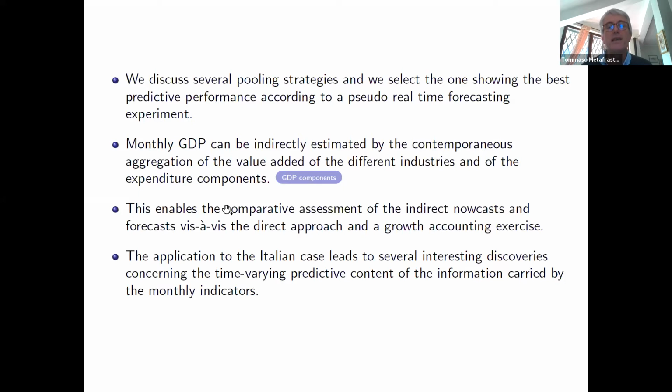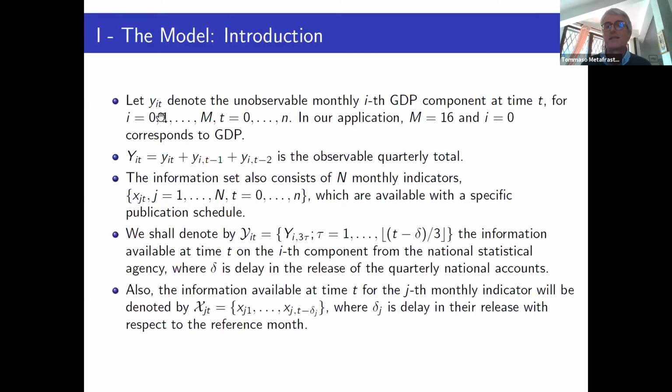So we are interested in y_it, which represents the monthly value of a component of GDP or GDP itself at time t, and t is measured in months. We have 16 GDP components plus GDP, and this is not observable at the monthly frequency. It's observable only quarterly, which is capital Y_iT. There should actually be a tau here, but it's observed only quarterly and with some publication lag.